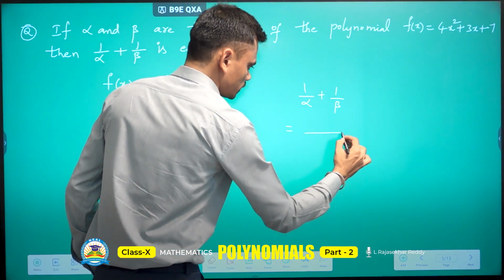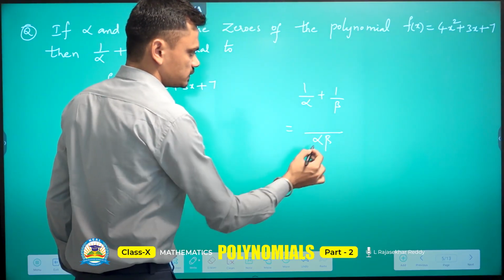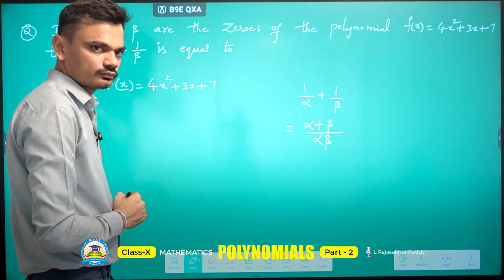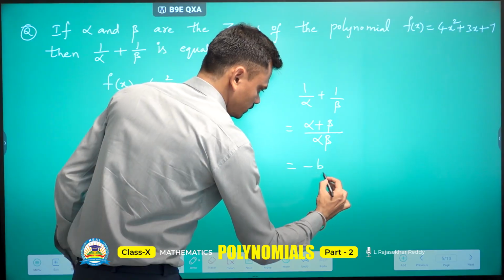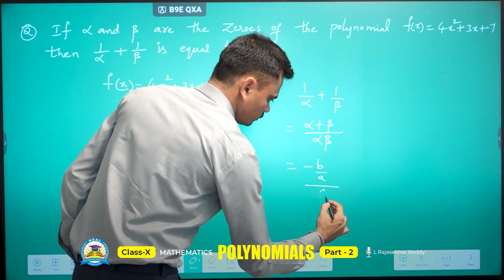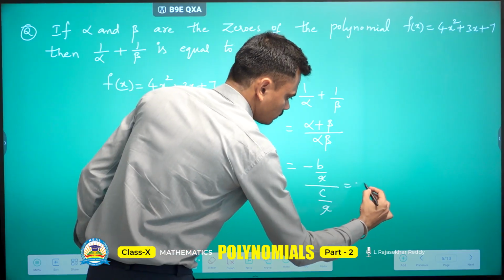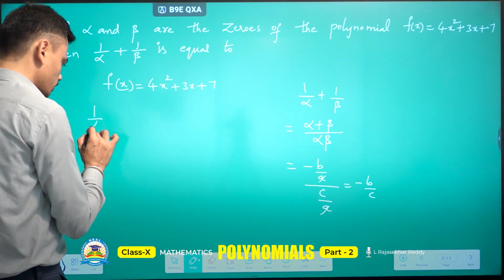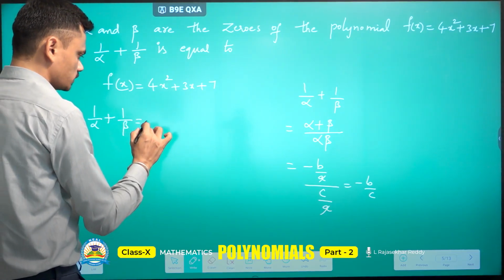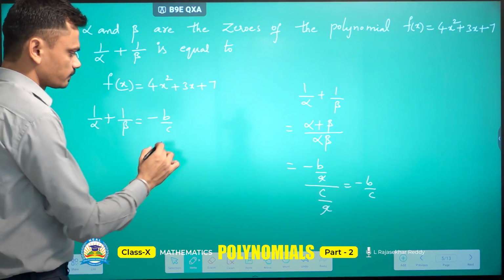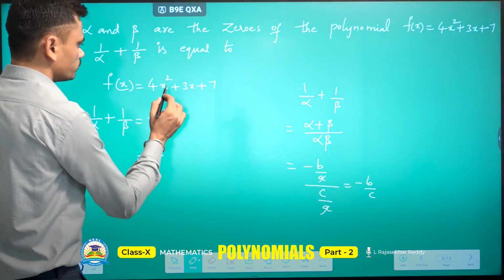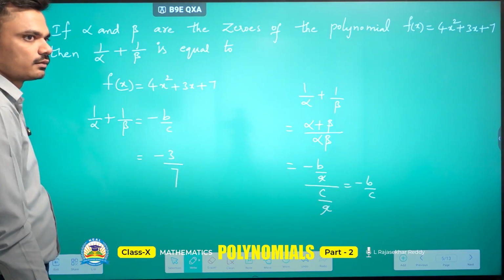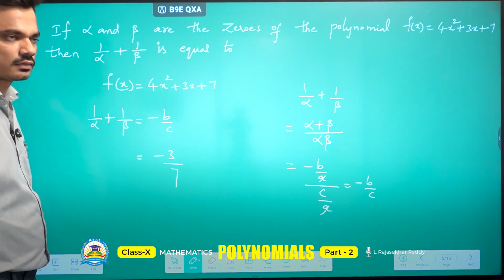So if you take the product as LCM, alpha into beta, in the numerator you get alpha plus beta. Alpha plus beta is minus b by a, divided by alpha into beta, which is c by a. The a gets cancelled, minus b by c. So directly you can take 1 by alpha plus 1 by beta is equal to minus b by c. Minus b is nothing but 3, and c value is 7. Minus 3 by 7. Okay.